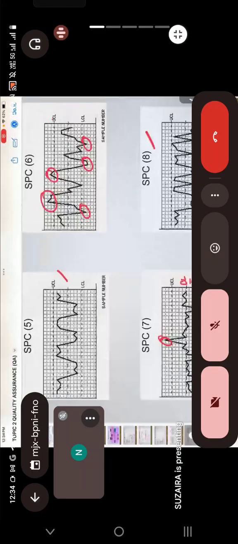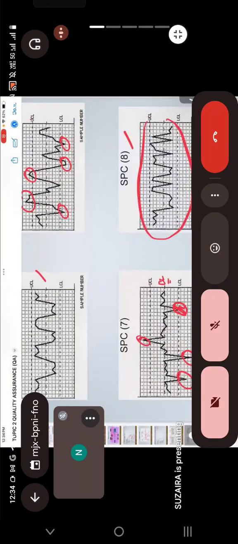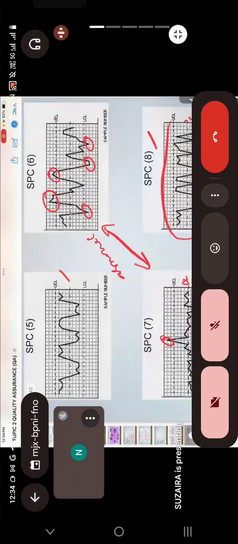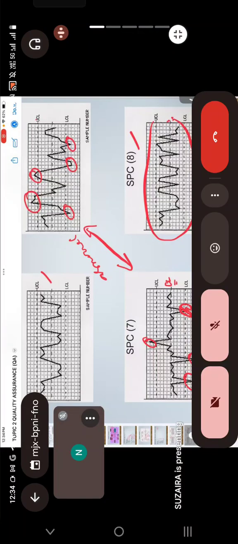And the last one, SPC number 8, is more towards a recurring cycle. This one is not abnormal, while these two are abnormal. Sometimes high, sometimes low. Of course, whenever we observe these kinds of things, you need to stop the production and look at the process that contributes to this problem.